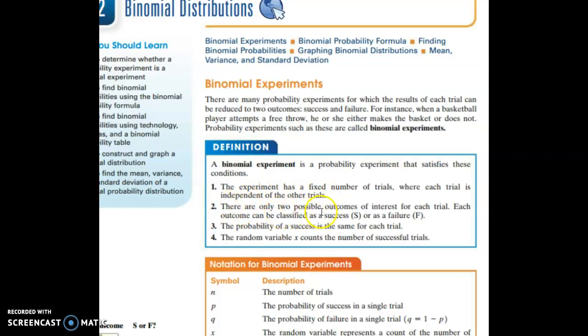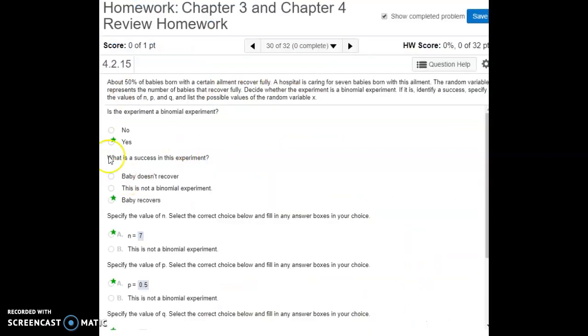There's only 2 possible outcomes for each of our trials. Each of our babies either recovers or it doesn't, 2 outcomes. And we're classifying recovery as success, not recovery as failure. The probability of success of recovery is the same for each trial. It was stated that about 50% of babies recover, so success is at 50% for each of our babies. And we defined our random variable to be the number of babies that recover. So we do have a binomial experiment.